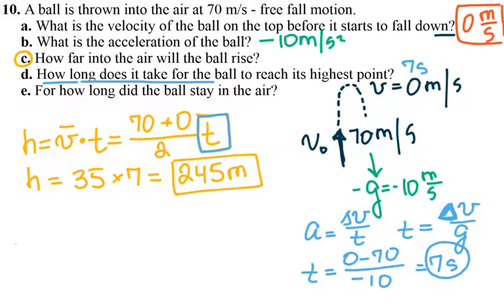How long did the ball stay in the air? So it takes 7 seconds to get to the top, and it's going to take 7 seconds to fall down. So it's going to be 14 seconds total. And I could also ask, what's the total distance the ball travels from the top to the bottom? So it goes 245 meters up, and it's going to go 245 meters down. So together will give me 490 meters.